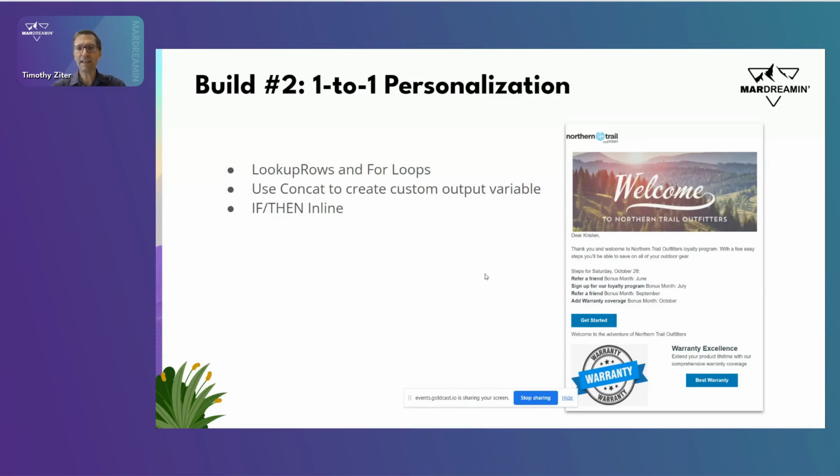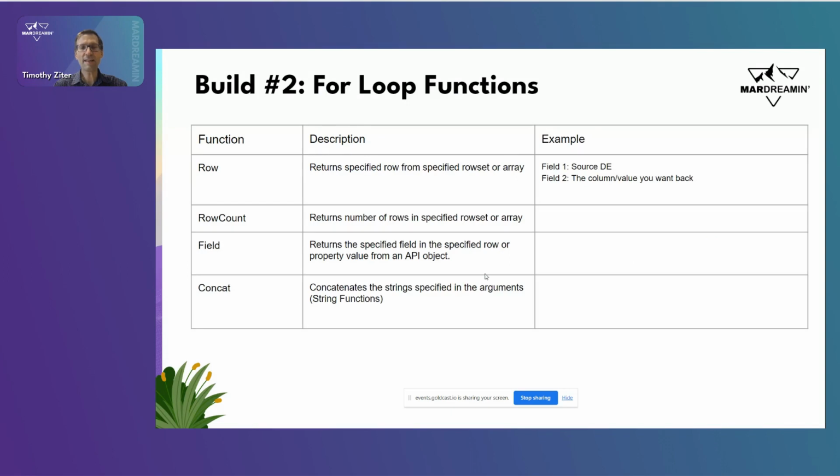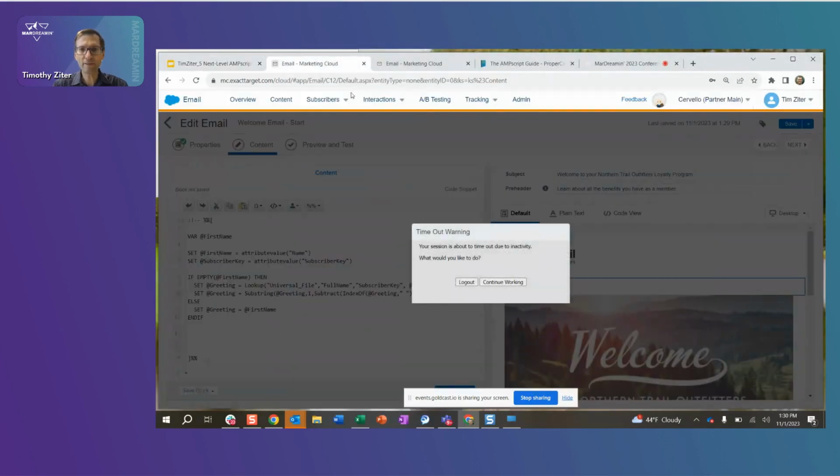And then if we have time to, we're going to go into the if then inline function as well. So we're going to be doing lookup rows. If we have time, we'll do lookup ordered rows, going through that function. And then we're also going to be breaking down for loops, which is going to be in the lookup rows functionality, all the different specific characteristics of a for loop, and then wrap it up with our concat function as well. So let's go back into our email.